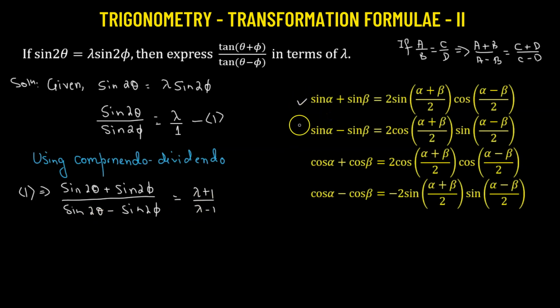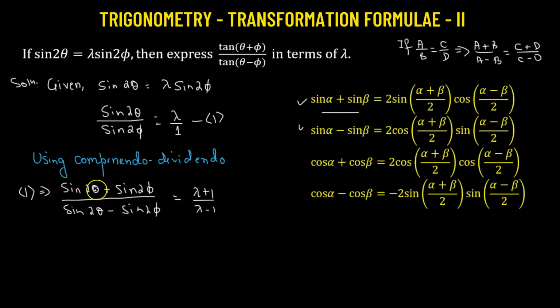Out of the four formulas, we can use the first two. Whenever we have the sum of two sine functions, that transforms into a product of sine and cosine as shown here. Similarly, for the difference of two sine functions, we also get a product of cosine and sine given in this particular fashion. So let us apply the transformation formula. For the numerator, since we have the sum, we'll apply the first formula.